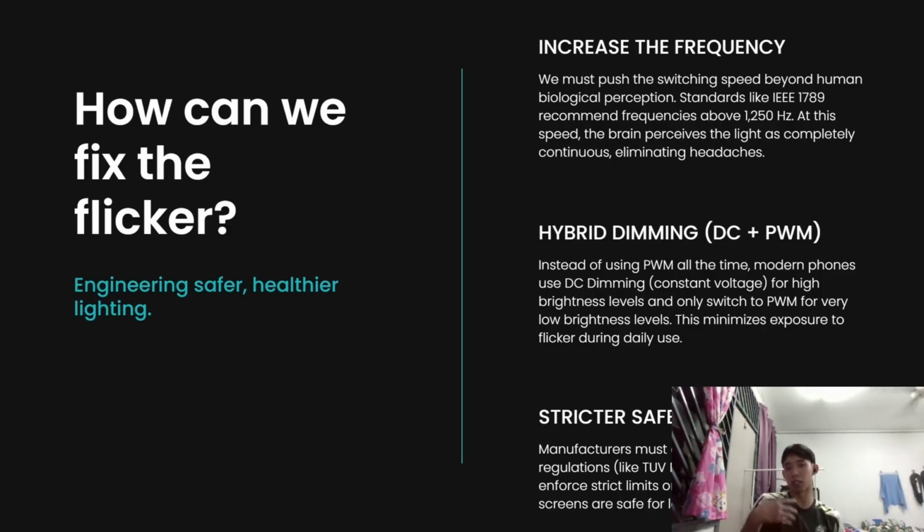You may notice that they are using hybrid dimming, which is DC plus PWM. At lower brightness, they will use PWM, and at maximum brightness, they just use DC because it's constant. However, in places that have lower demand, such as industry, where maybe there are a few workers using PWM screens, how can we ensure their safety when using the screen? So we need to have stricter safety standards like the TUV Rheinland certificate, which enforces a strict limit on modulation depth, ensuring screens are safe for long-term viewing.